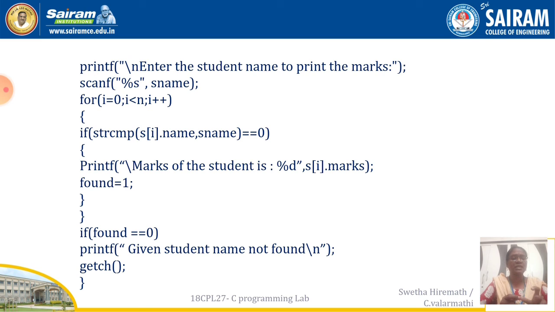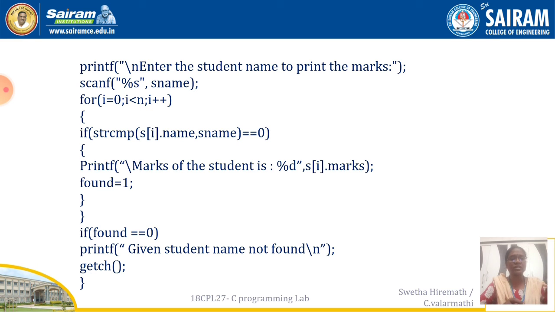So strcmp is a built-in string function which compares one string with another string. My input string is stored in sname, and it should be compared with the already given data. So s[i].name comma sname is compared. If both are equal, it will give the result as 0, or else it won't. So with this concept, I am checking.